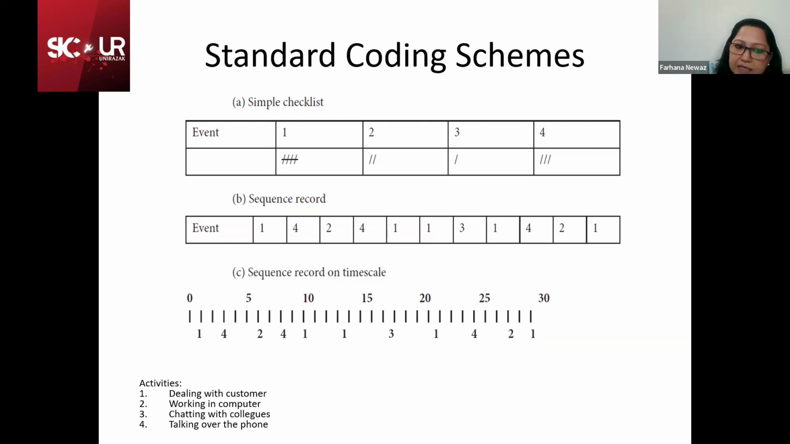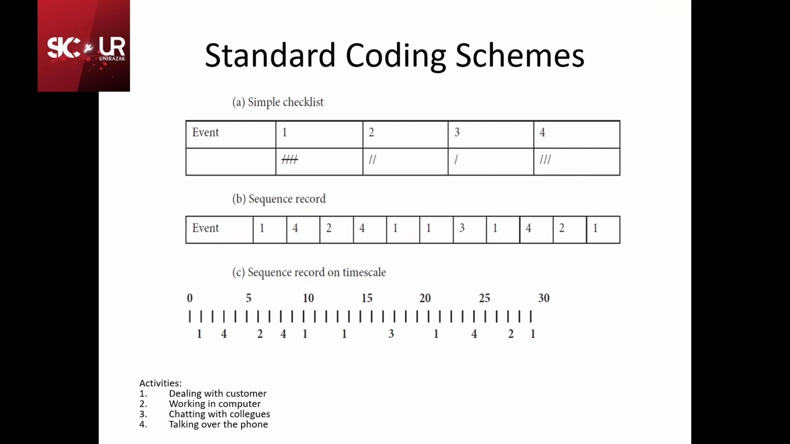Then again, I have seen her talking over the phone. I put a tick here. Then I have seen that she is working with the computer. I put a tick here. Then again, I saw her giving services to the customer. I put a tick here. So this way, I can easily find out which activities Shuhada is most involved with. Yes or no? So with a simple checklist. Make sense or not? Yes.